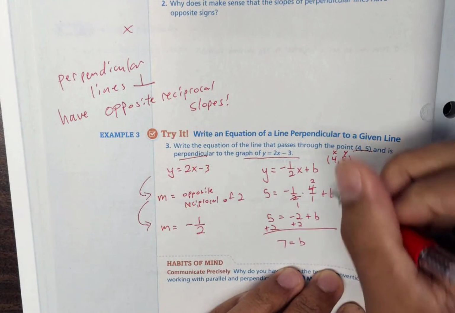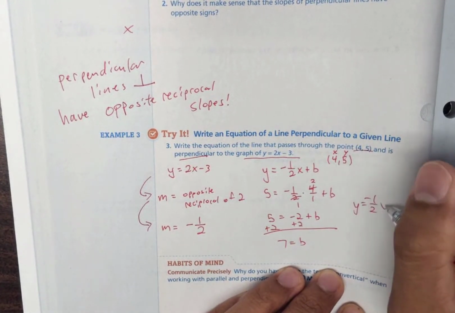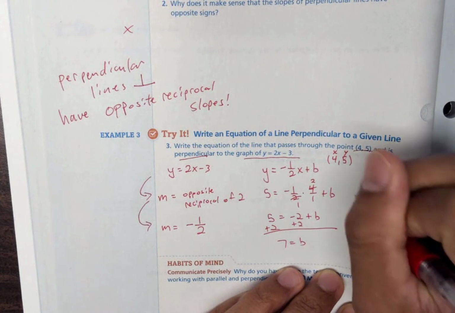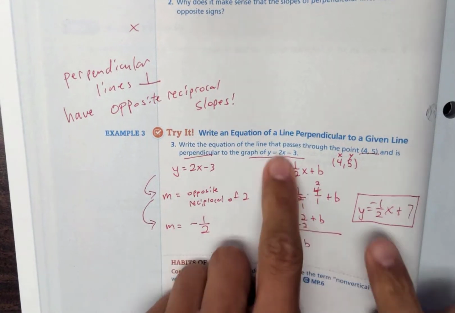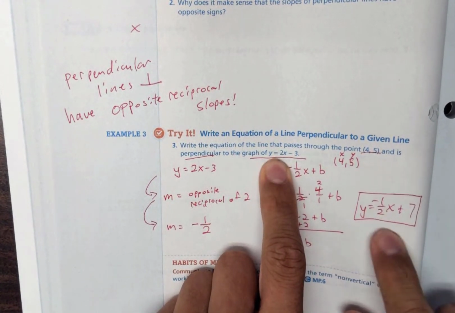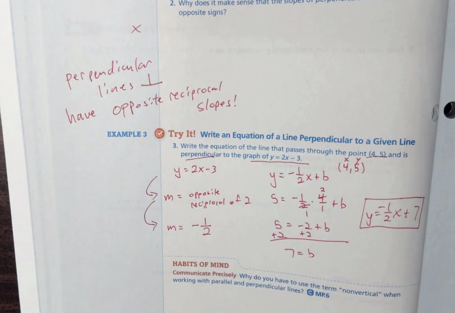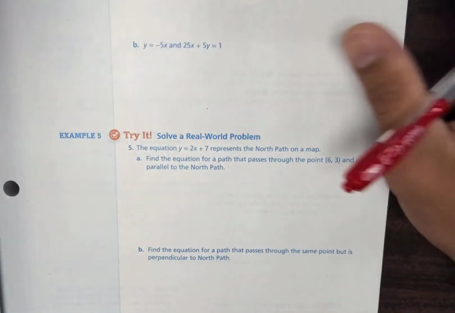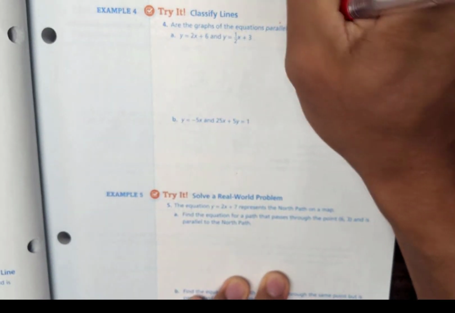So then I use my y equals negative 1/2 x plus 7, and there's your final answer. It's perpendicular to this line, and it goes through 4, 5. Then let's go to example 4 now. Example 4 says, are the graphs of the equations parallel, perpendicular, or neither?